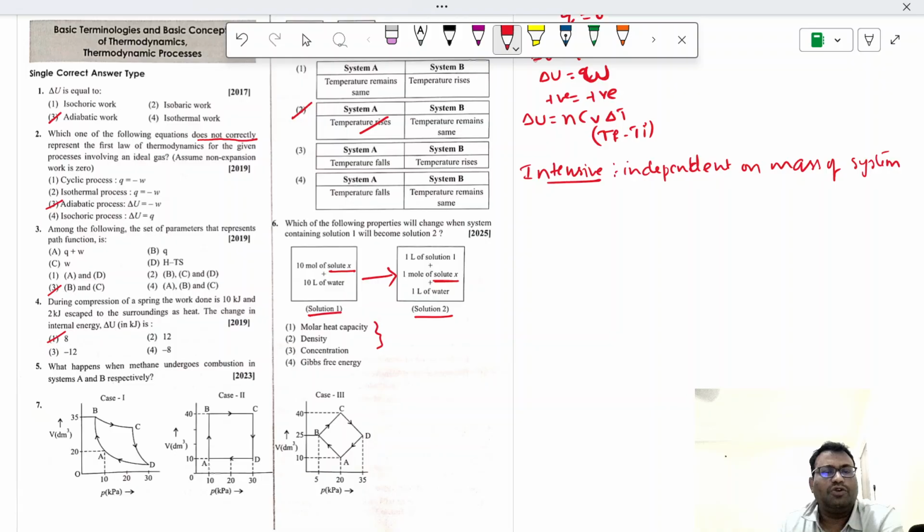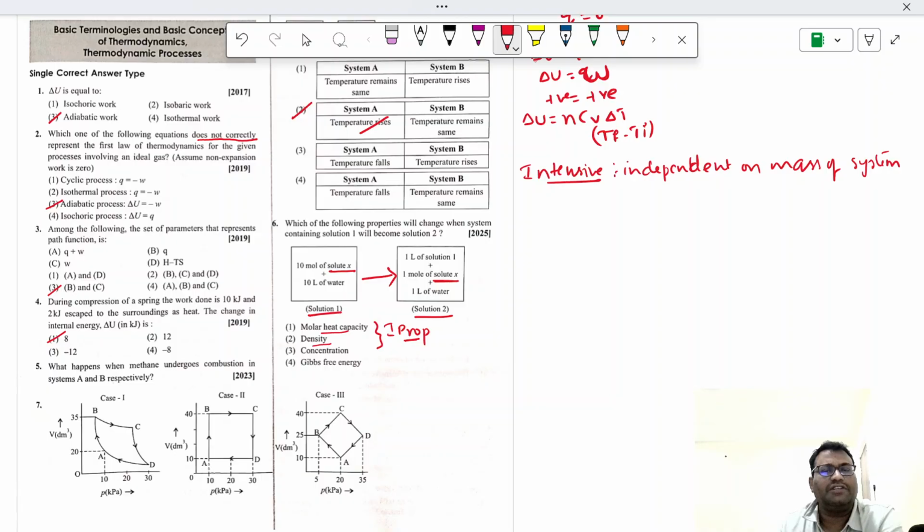So there are two properties. What are those two properties? Molar heat capacity and density. These are what? Intensive properties. These intensive properties do not depend upon the change in the mass. So molar heat capacity does not change, density also does not change.